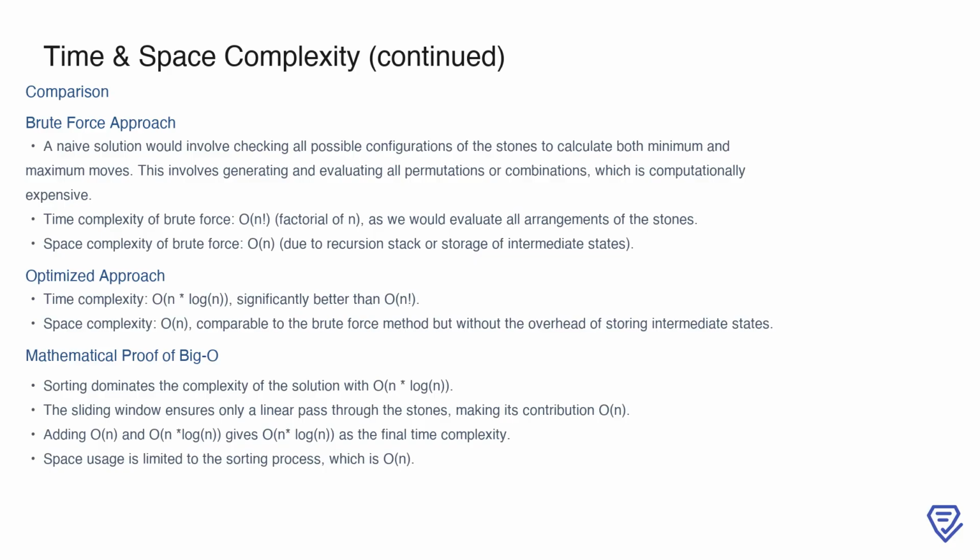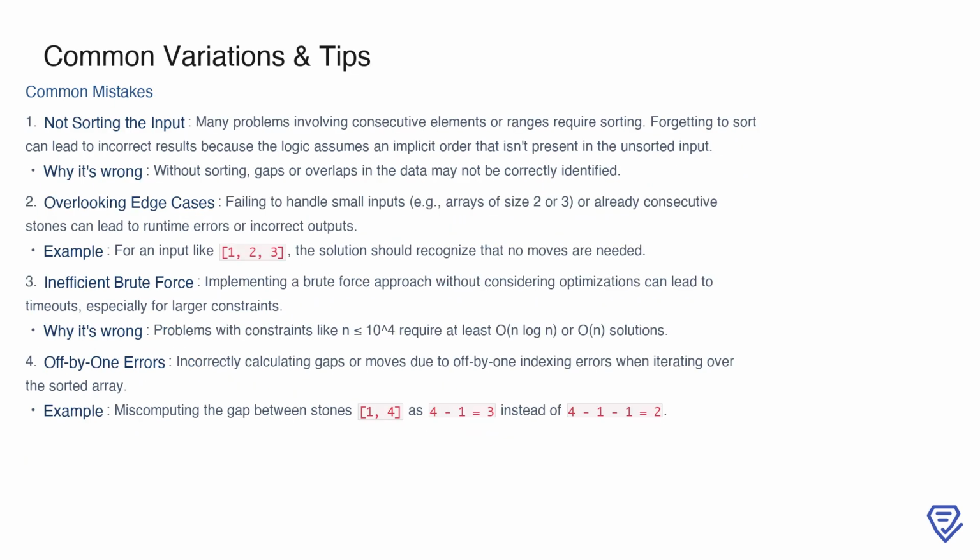Space usage is limited to the sorting process, which is O(n), making the solution efficient in both time and space. When working on problems like moving stones until consecutive 2, there are a few common pitfalls to be aware of. First, forgetting to sort the input can cause significant issues. Many solutions rely on the assumption that the stones or elements are in order, so failing to sort means gaps or overlaps might not be accounted for correctly.